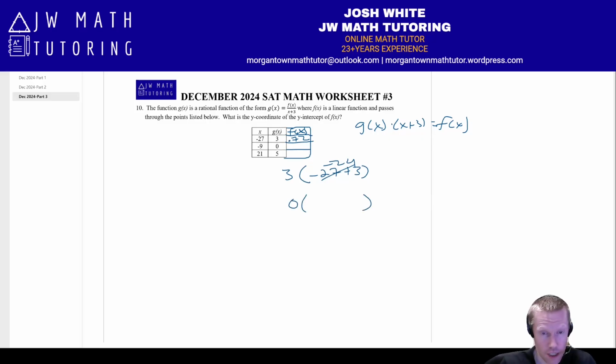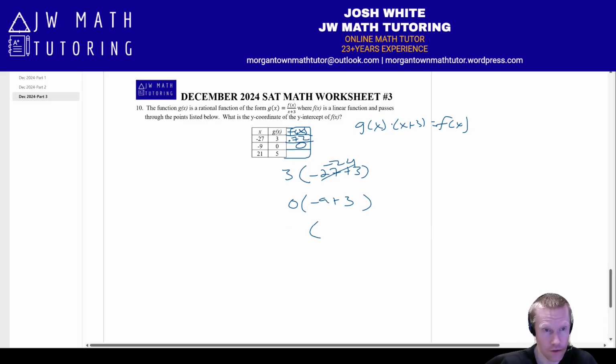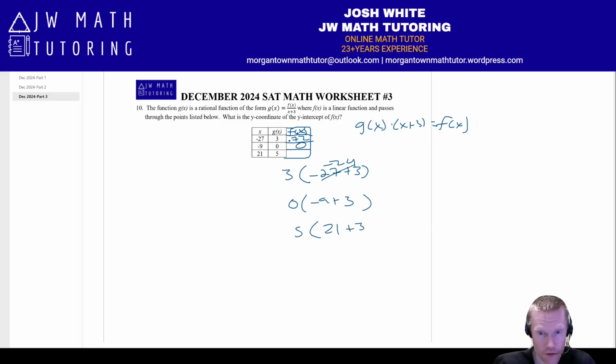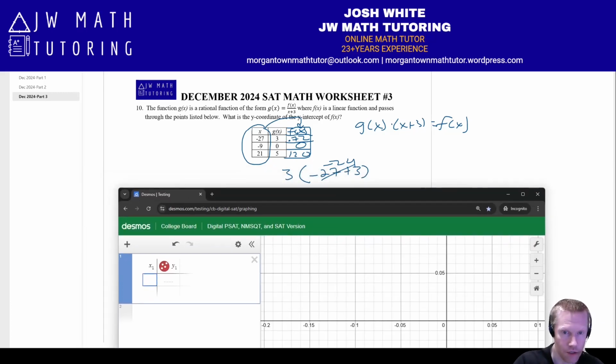Same thing for the negative 9, 0. It's going to be 0 times, well, technically it doesn't matter. It's negative 9 plus 3, but 0 times anything is just 0. And similarly, for 21, you have 5, the g of x value, times 21 plus 3. Okay, 21 plus 3 is 24. 5 times 24 is 120. So now I have 3 points that are in the function f of x. These x values paired with these y values.